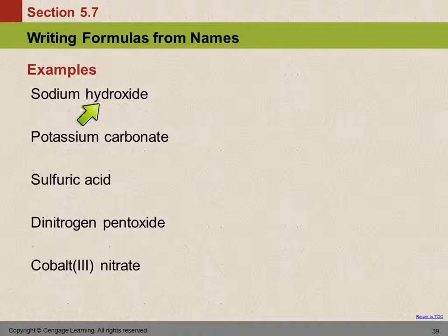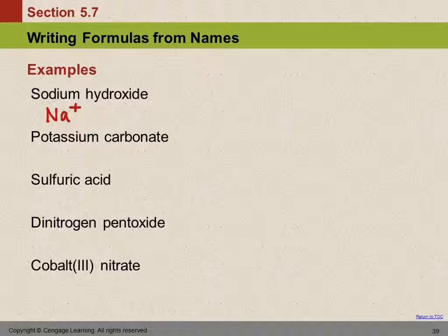Sodium hydroxide. Well, what kind of a compound is it? What kind of an element is sodium? Is it a metal? It is. So this is ionic. That means that we have to write the formulas for the ions. So what's the formula for sodium ion? Na, and what charge does it have? It comes from the group number, +1.